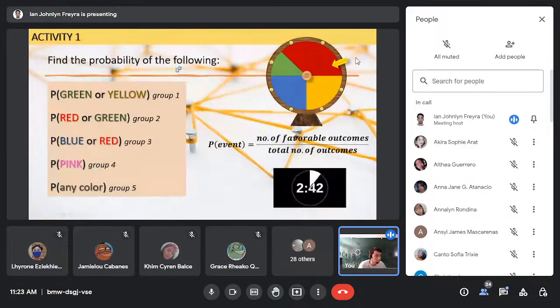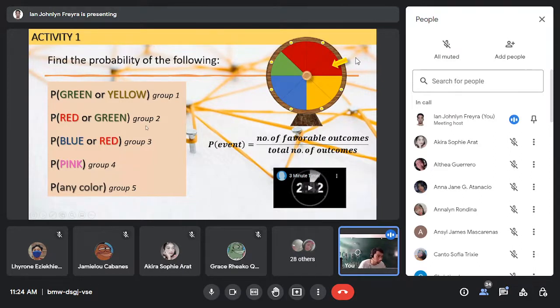Okay, find the probability of the following. For group 1, find the probability of green or yellow. So if you say green or yellow, it's the green here and the yellow. How many are green and yung yellow. So 1 plus 2. That will be your favorable outcomes over total number of outcomes.